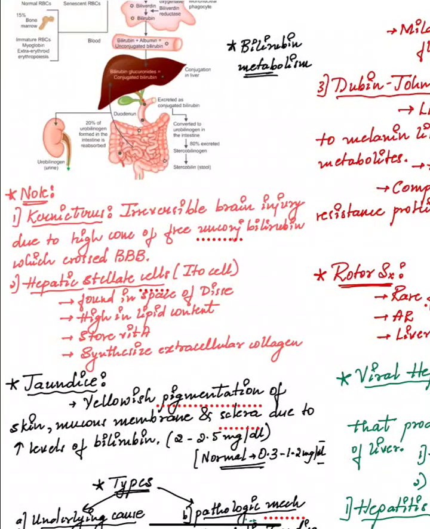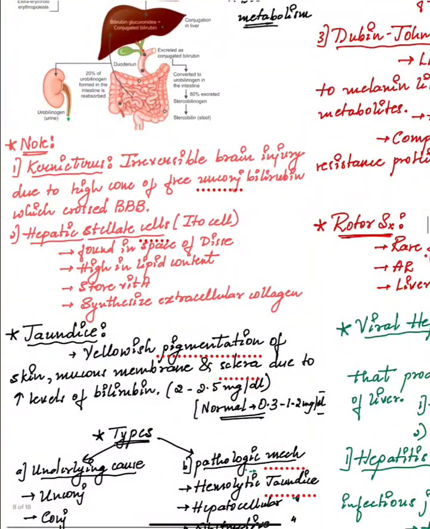This kernicterus is irreversible brain injury due to the high concentration of free unconjugated bilirubin, which crosses the blood-brain barrier. This takes place in small children. What are hepatic stellate cells, which are also known as Ito cells? These hepatic stellate cells are found in the space of Disse. These are high in lipid content. They store vitamin A. They synthesize extracellular collagen.